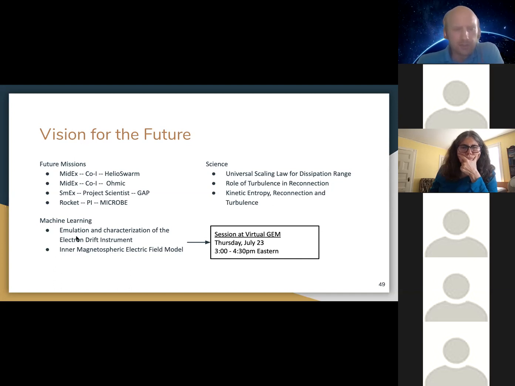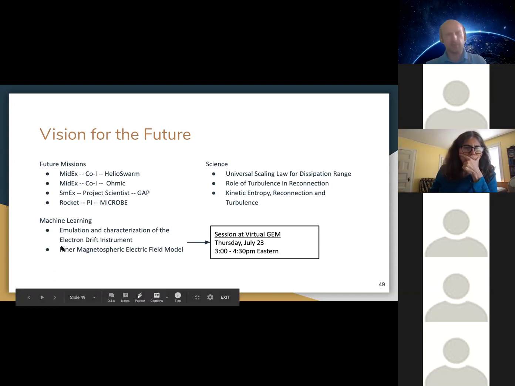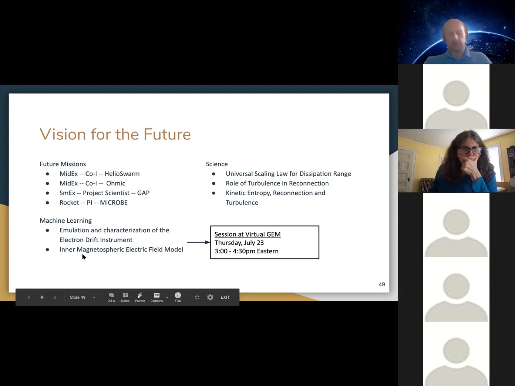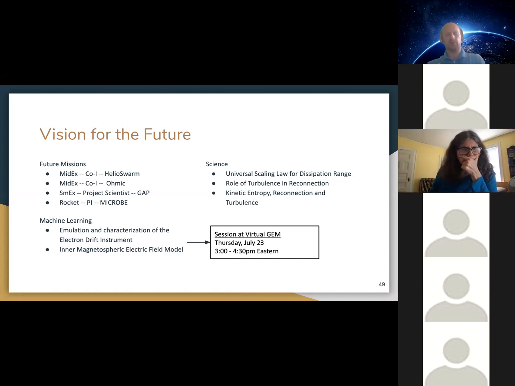For machine learning, I'd like to combine my work with EDI with machine learning to create an emulator that will basically emulate the observations made by EDI, so that even when EDI is off, our emulator can produce measurements that are representative of the instrument itself. And with that, we can create a global machine learning model of the intermagnetospheric magnetic electric field that can be used as inputs into numerical models.